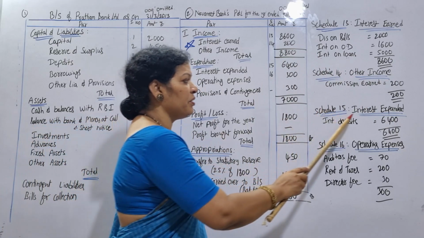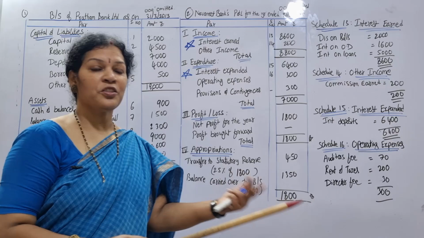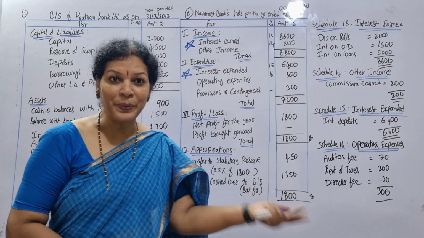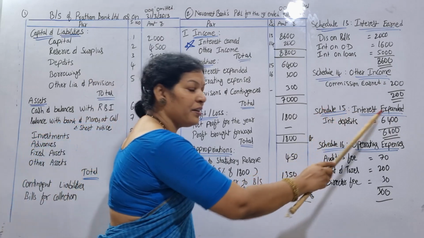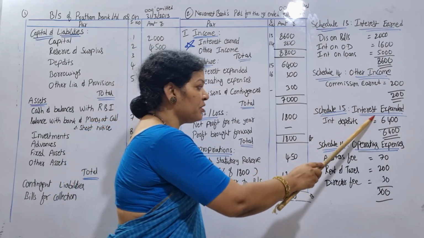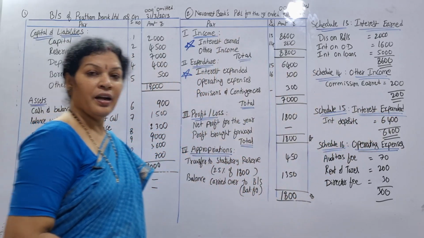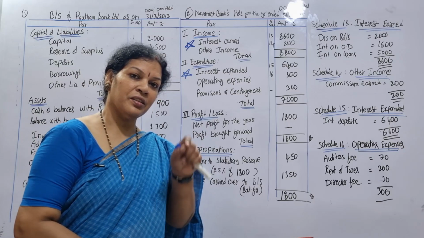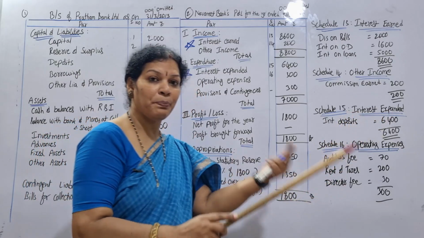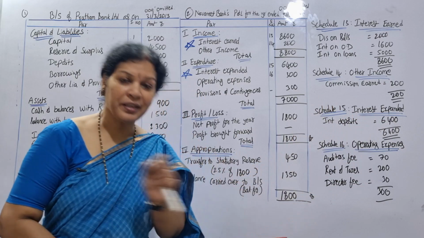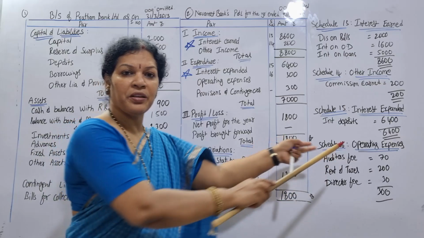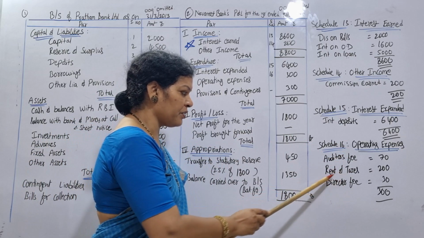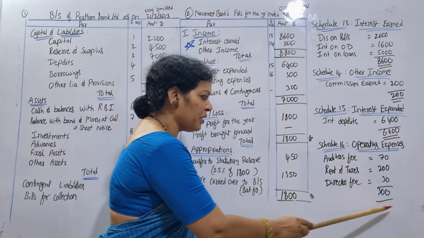Next, schedule number 15 is interest expended. Interest paid on deposit, interest on deposit. The banker is paying, so interest expended. Interest on deposit, this is 6,400 written here. And schedule number 16 is operating expenses. Interest expended or interest paid is 15. Apart from any kind of interest, all expenses come under the operating expenses, you know it. We found three operating expenses: auditor fee, rent and rates and taxes, and director's fee. So together it is 300.